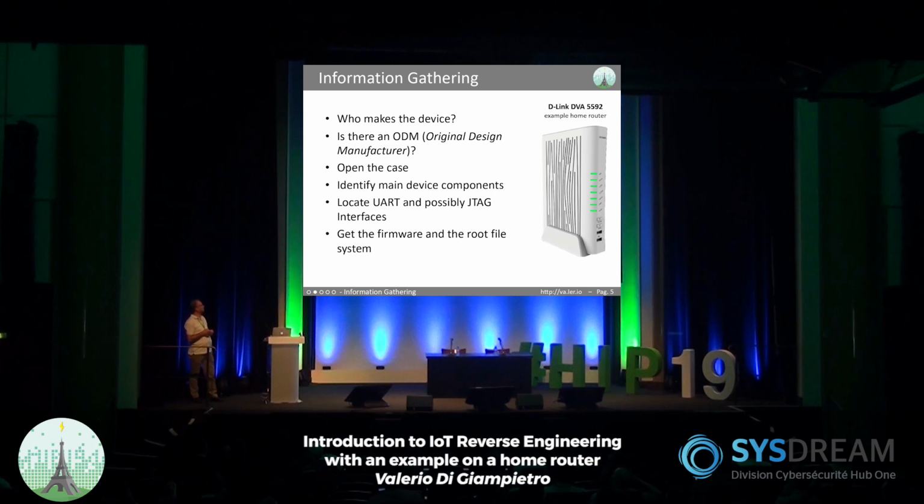The first information we need is who makes the device. In this example, it is D-Link that makes the device. But we also want to know if there is an original design manufacturer, because sometimes a company makes the device, but another company has designed and developed the firmware of the device. We start by opening the case, trying to identify the main device components, and we are especially interested, and it is very important, in the UART and the JTAG interfaces. At the end, we want to get the firmware and the root file system of the device.